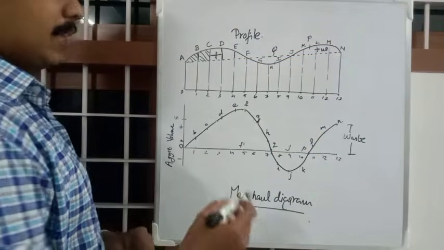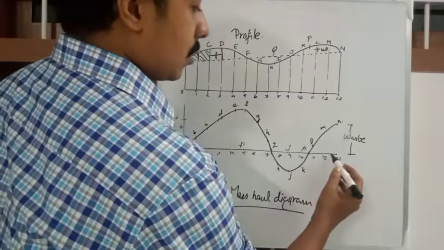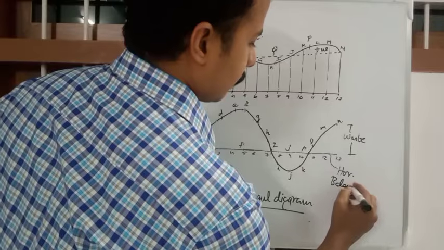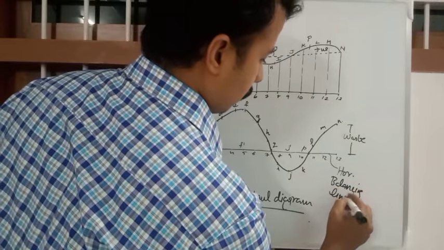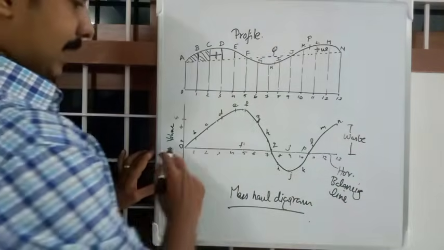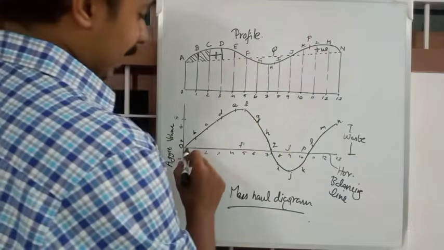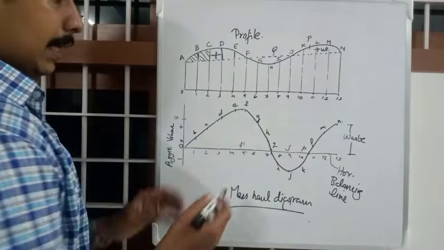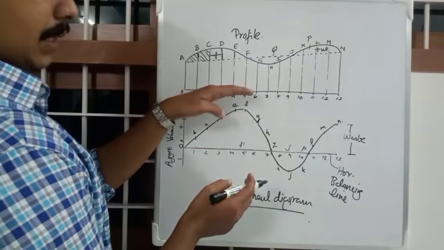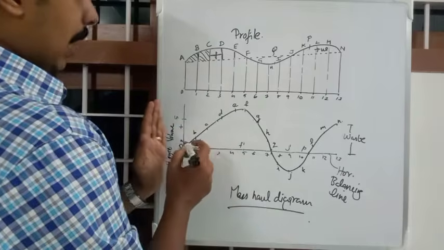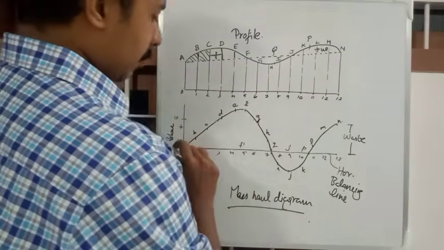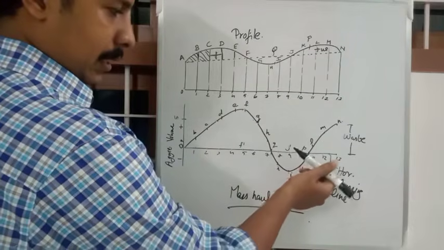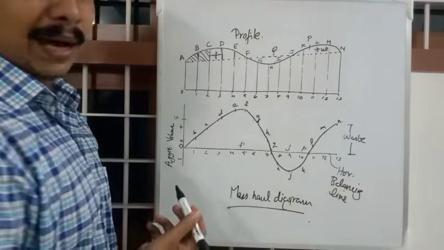Seventh one, when the horizontal balancing line, this is the horizontal balancing line, the center line, intersects the curve, the positive part indicates that hauling should be done forward. Forward means towards N. Negative parts indicate that hauling should be done backwards.